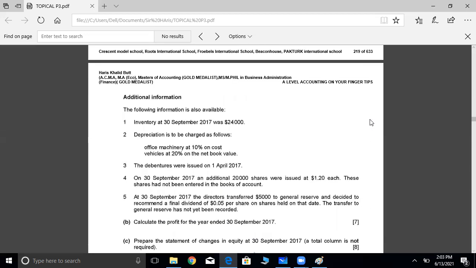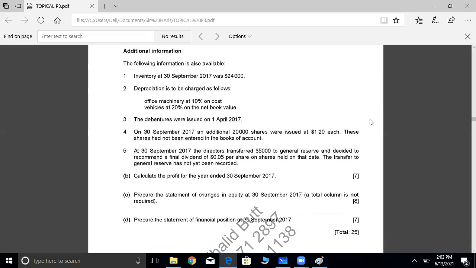I'll move into that. That is the additional information. The following information is also available. Closing inventory was 24,000. You know that closing inventory will be subtracted from purchases, and it will also be shown in the balance sheet, the statement of financial position. Depreciation is to be charged as follows: office machinery 10% on cost, and vehicle 20% on net book value. Debentures were issued on 1st April.